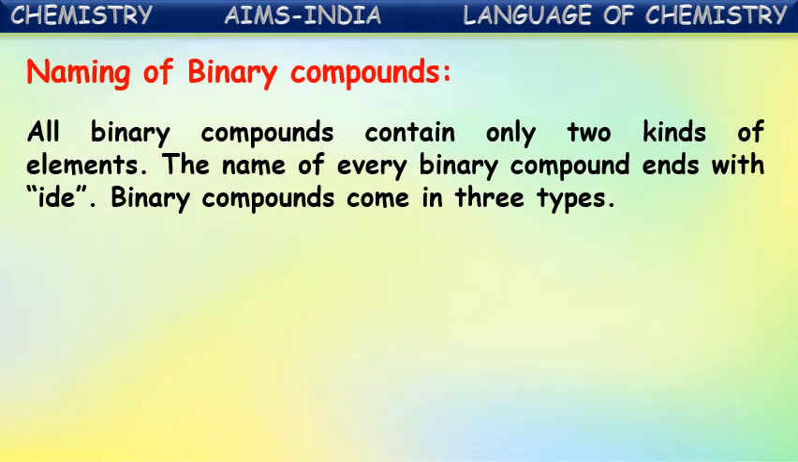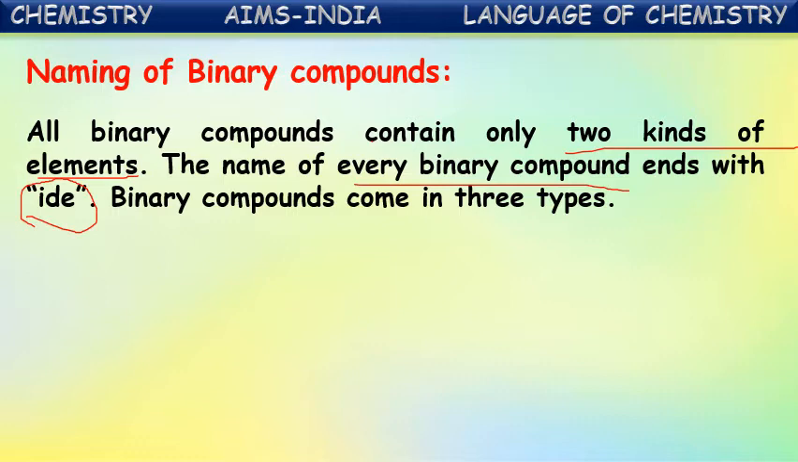How to name the first type of compounds? Binary compounds. All binary compounds contain only two kinds of elements or atoms. Yes, the name of every binary compound ends with "ide". At the end we have to add "ide". Calcium oxide. Calcium and oxygen, only two atoms are present. That's why its name ended with ide, calcium oxide.